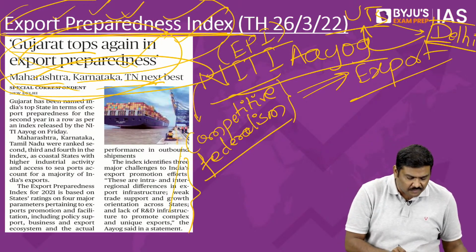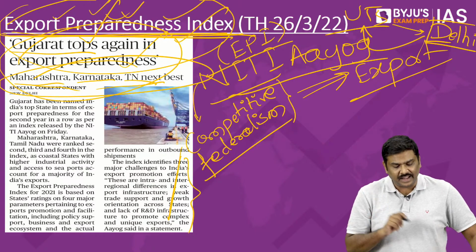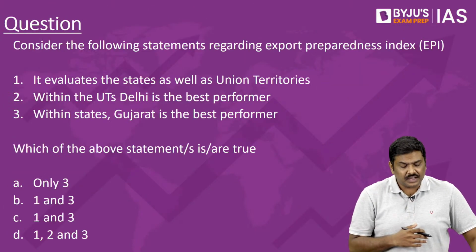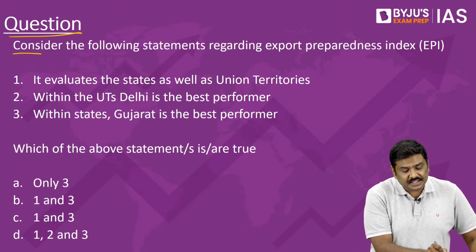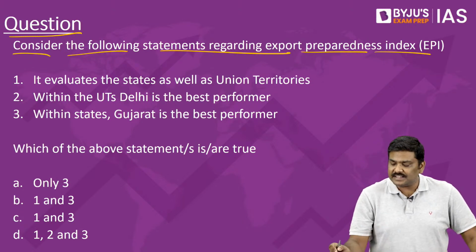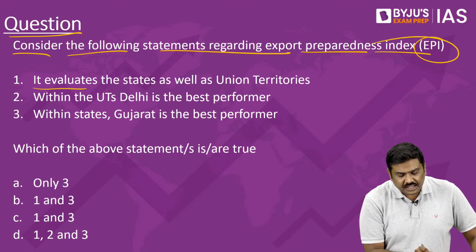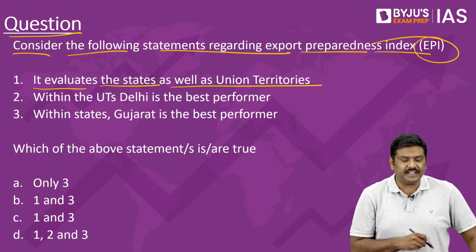Right? So these are some of the very important points related to the Export Preparedness Index. Now based on this, I have given a question here. Consider the following statements regarding the Export Preparedness Index, EPI. First statement, it evaluates the states as well as union territories.